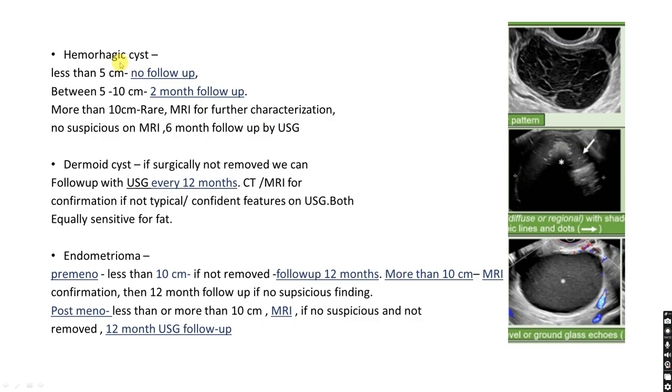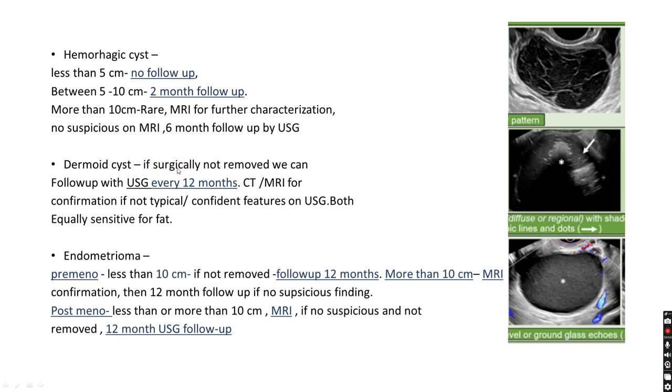For typical benign ovarian cystic lesions like hemorrhagic cyst, dermoid cyst, and endometrioma, how to do follow-up? In hemorrhagic cyst less than 5 centimeter, we will not do any follow-up. If it is between 5 to 10 centimeter, we will do 2-month follow-up. And if the hemorrhagic cyst is more than 10 centimeter, which is very rare, we have to do MRI for further characterization and confirmation of its benign nature, and then we can do 6-month USG follow-up.